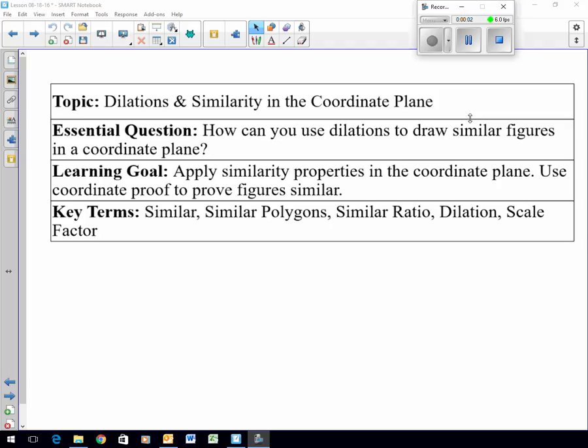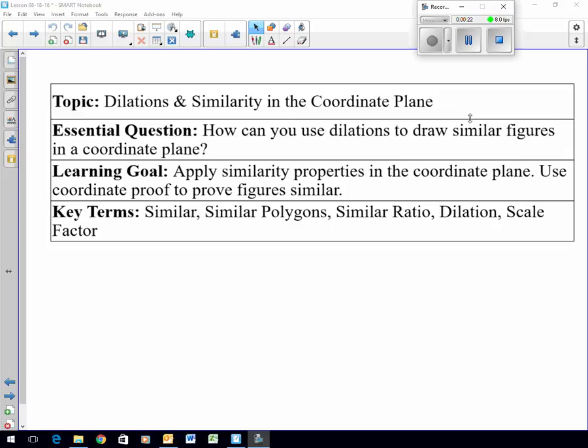We've got dilations and similarity in the coordinate plane. We're starting a new unit today. This is the largest unit that we'll have all year, Unit 2. It's going to take us several weeks, maybe months, to get through. We're going to be talking about this stuff for the whole time.